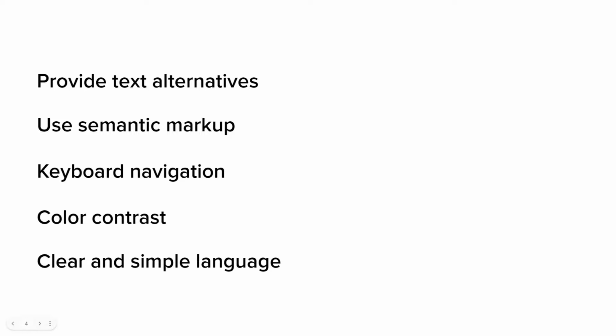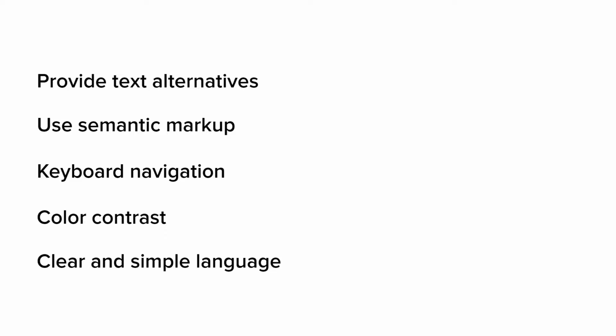And lastly, using clear and simple language is also a really important aspect of website accessibility. This can help ensure that all users can understand the content on a web page, and it's especially important for users with cognitive or learning disabilities, as well as users who are not fluent in the language used on the website.